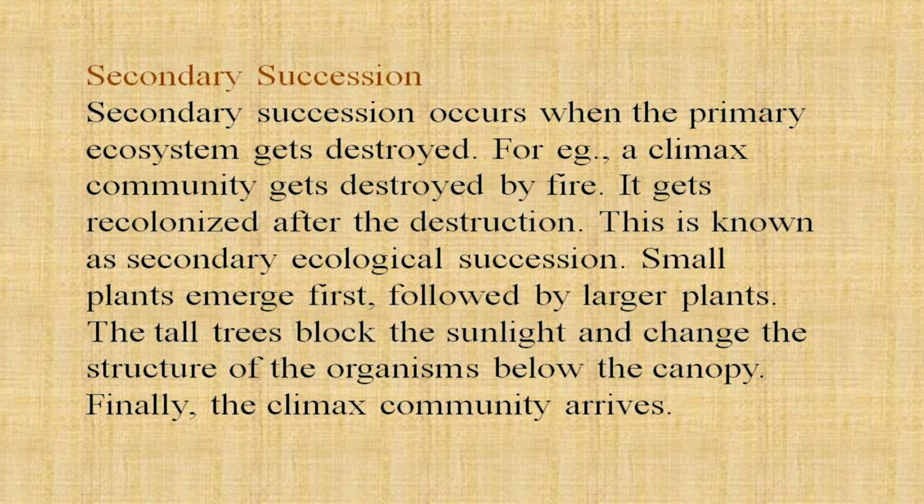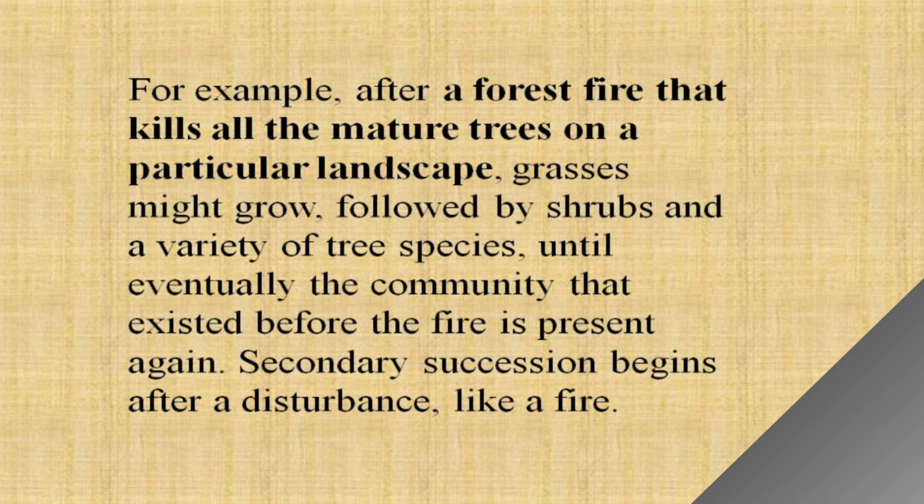Small plants emerge first, followed by larger plants. The tall trees block the sunlight and change the structure of the organisms below the canopy. Finally, the climax community arrives. This is the secondary succession.